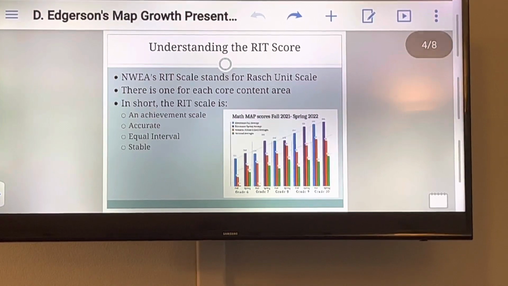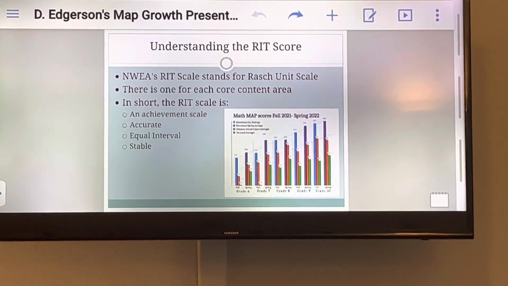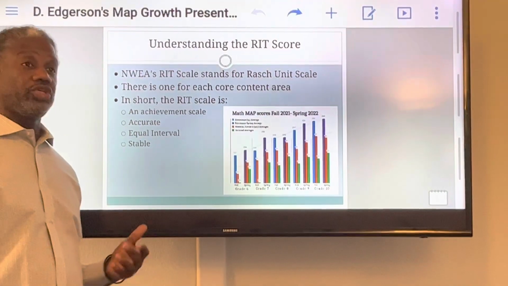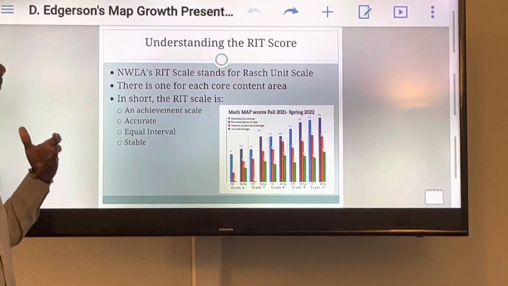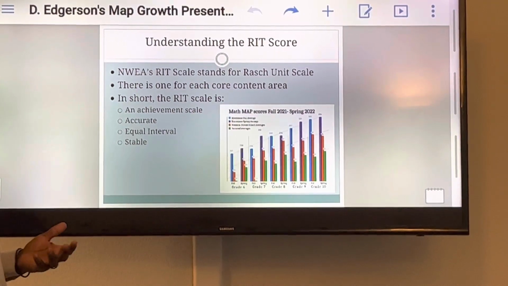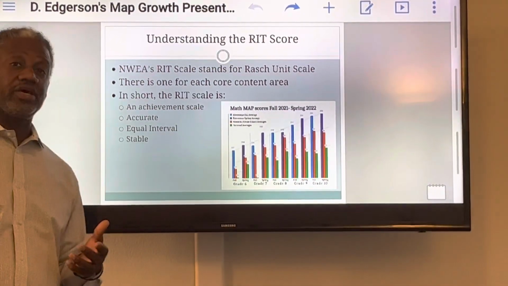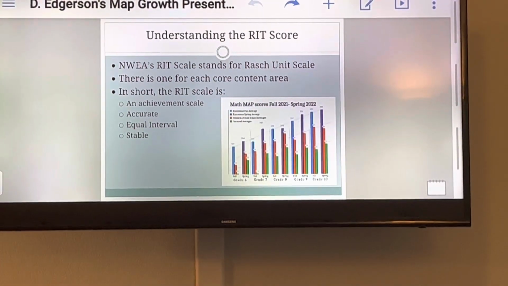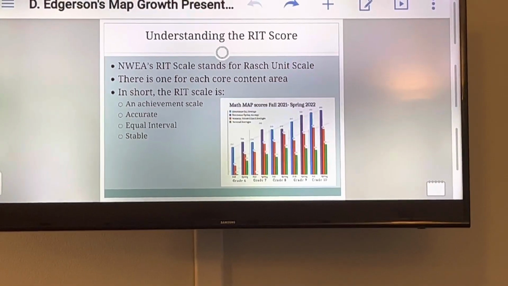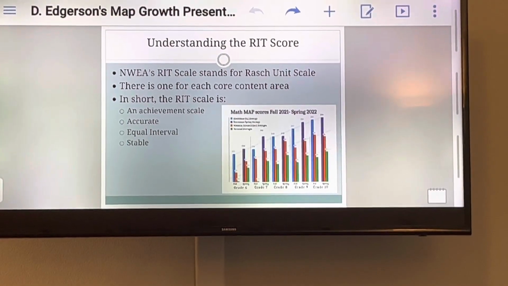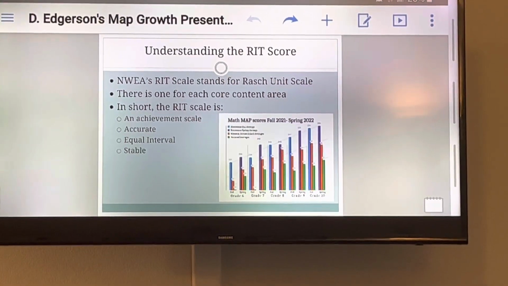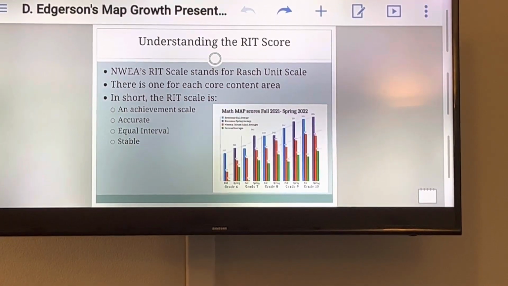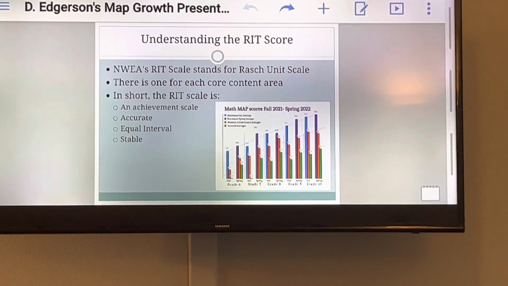Now let's talk about the RIT score. NWEA's RIT scale stands for the Rasch Unit scale, and it is a unit scale that is available in each core content area. In short, the RIT scale is an achievement scale. It has high reliability and validity of accuracy, and it is an equal interval scale, meaning that the difference between scores is the same no matter if the students tested are at the top, middle, or bottom.